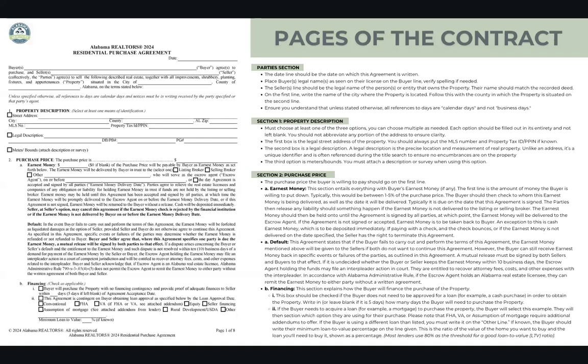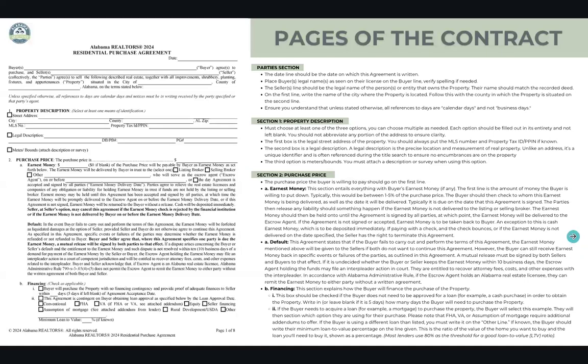So if it is undecided whether the buyer or the seller keeps the earnest money within 10 business days, the escrow agent who's holding the funds might file an interpleader action in court, and they are entitled to recover attorney's fees, costs, or other expenses associated with that.